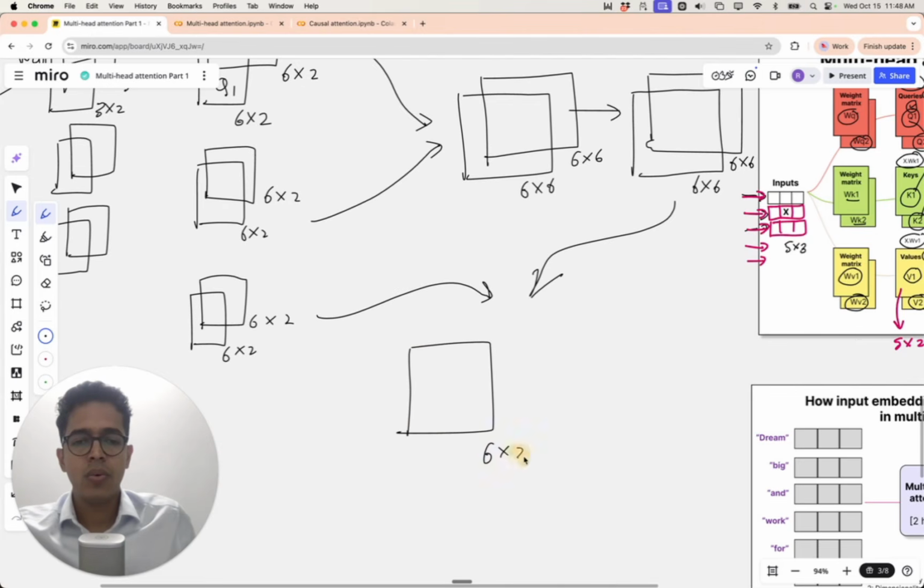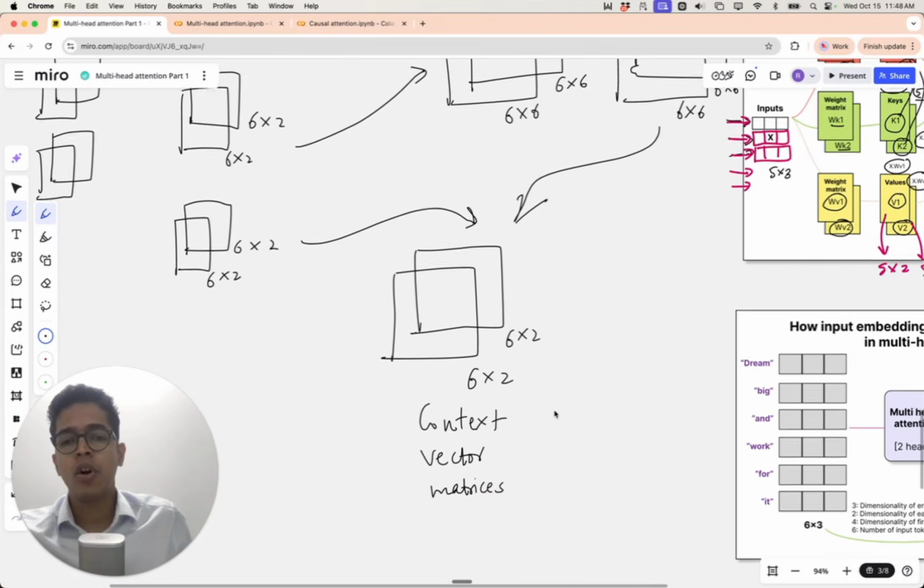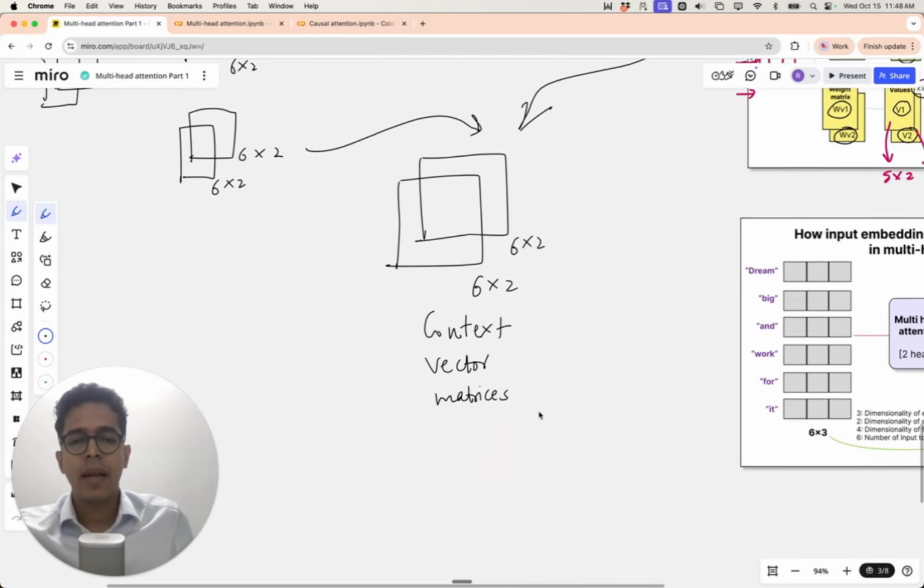6 by 2. What is this? These are context vector matrices before we do the concatenation. And then we concatenate it.